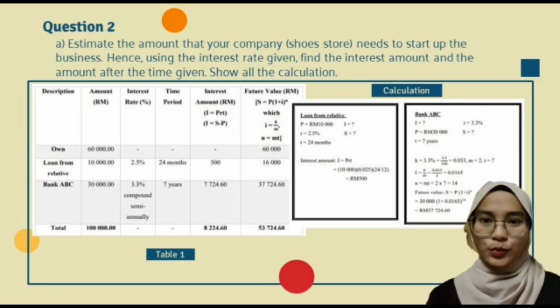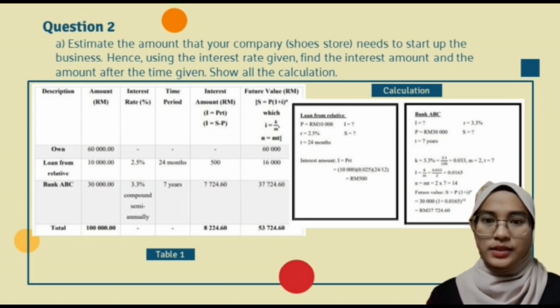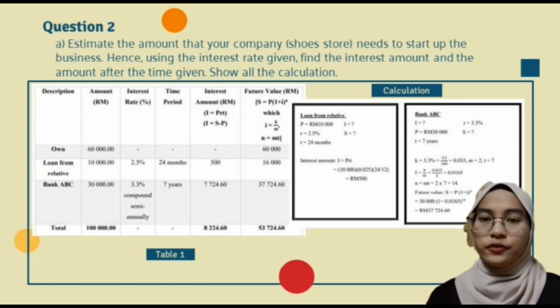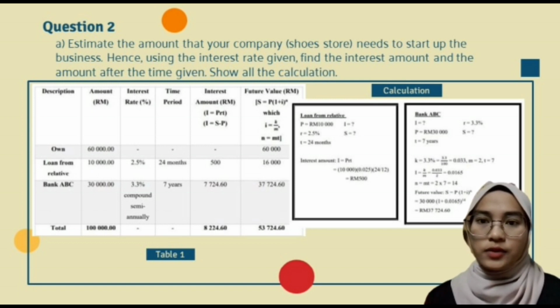Question 2. The company owes money of 60,000 ringgit Malaysia. Loan from relative is 10,000 ringgit Malaysia, interest rate 2.5% with 24 months. Loan from bank ABC is 30,000 ringgit Malaysia with a 7-year time period and a 3.3% compound semi-annually interest rate.